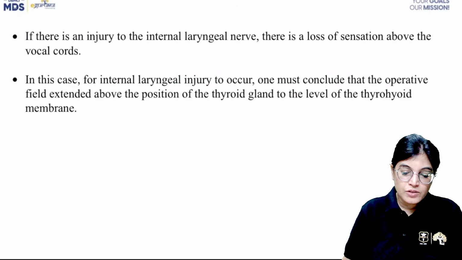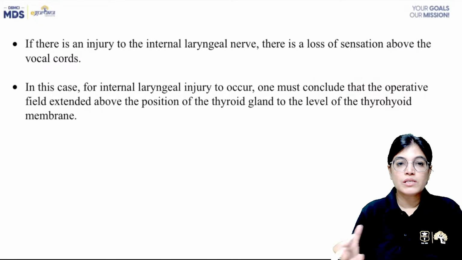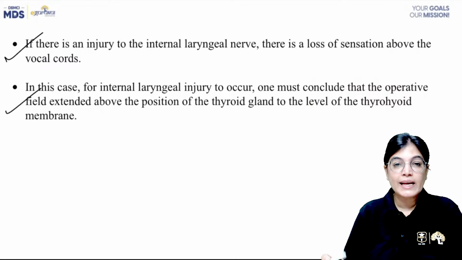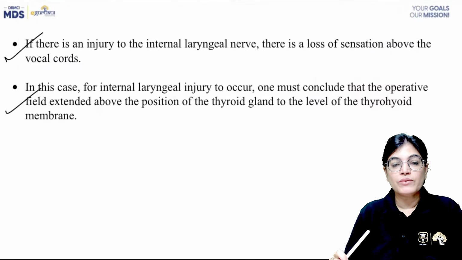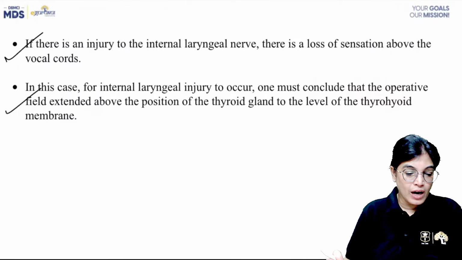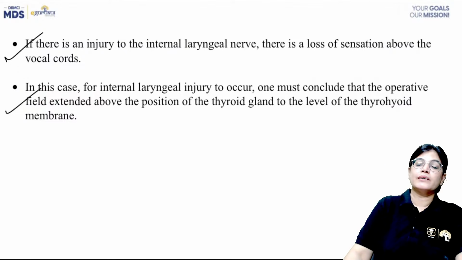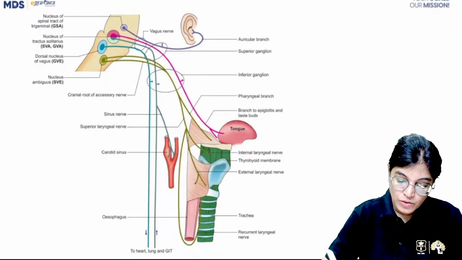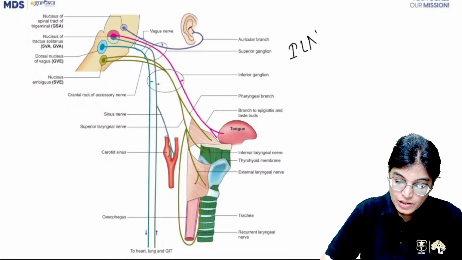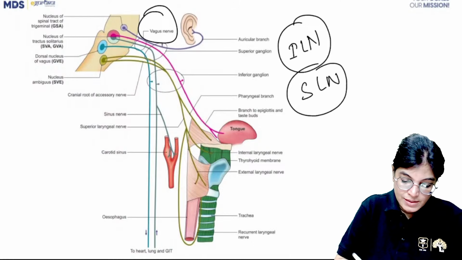So if there is an injury to the internal laryngeal nerve, the protective cough reflex, or sensation above the vocal cord, is gone. It is important to understand that it is also related with the thyrohyoid membrane, and it is involved in the protective cough reflex. If it is injured, that is also lost. In this diagram, I just want everybody to understand that the internal laryngeal nerve and superior laryngeal nerve are both branches of the vagus nerve, as shown.